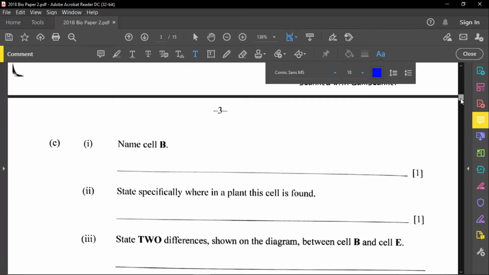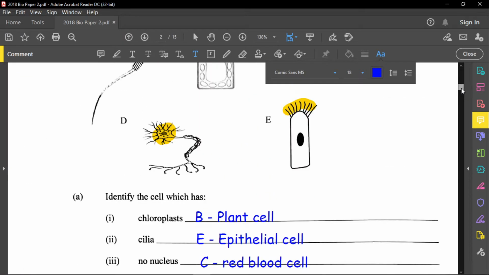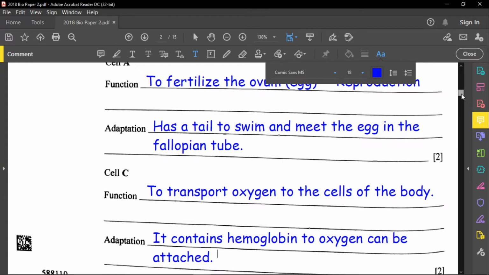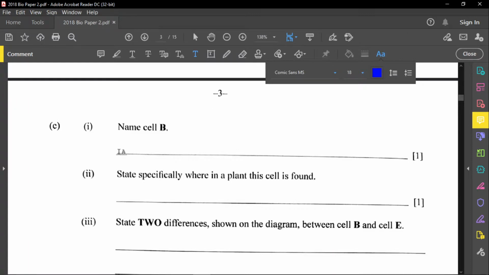All right, let's now name cell B. So cell B here, which is the plant cell, we're going to name that real quick. All right, so cell B, it is the plant cell. It's specifically where in the plant this is found.